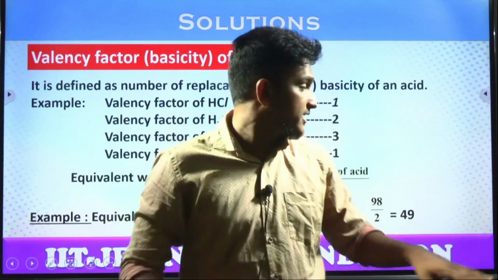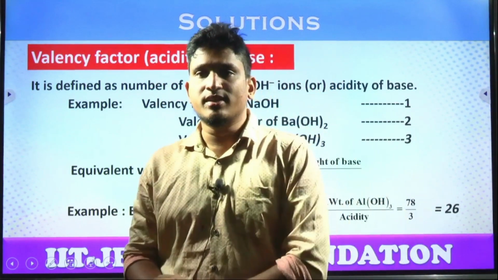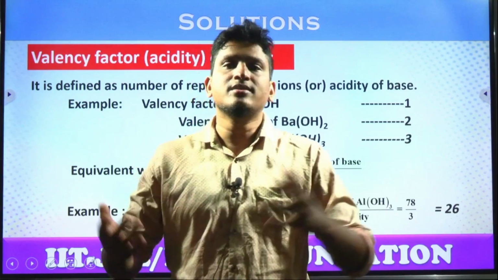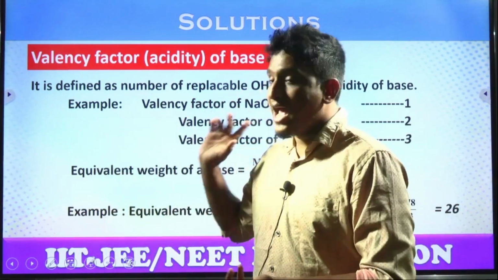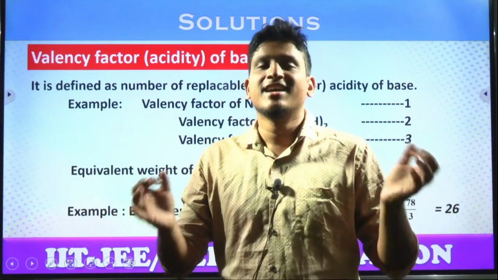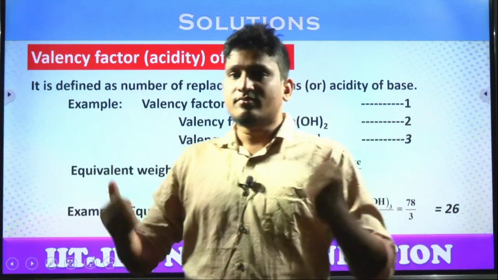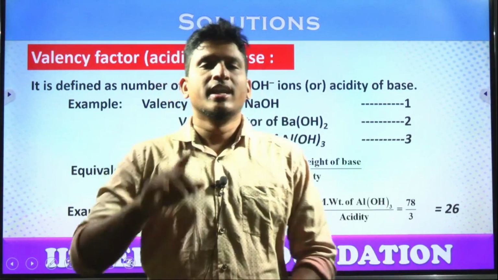Got the clarity? Next. We can also define it in terms of bases. Acids release H plus ions, but what do bases release? Bases release OH minus ions. For acids, we call it basicity. For bases, we have to call it the opposite, acidity. Like you can see, acidity of bases. So sodium hydroxide, what is the formula? NaOH.